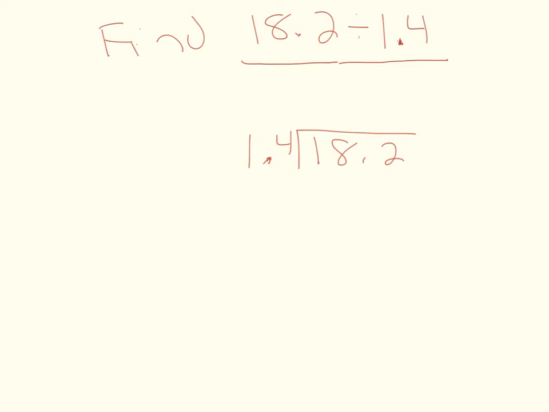We cannot, let me repeat, we cannot have a decimal in the divisor. Alright? Because we cannot have a decimal in there, we are going to multiply the divisor by 10. When we multiply that by 10, we now get 14.